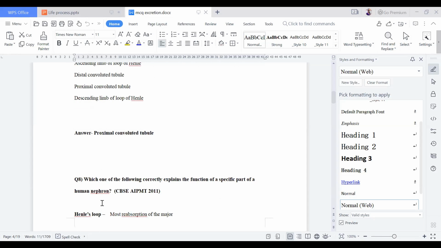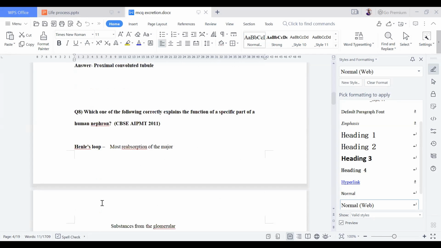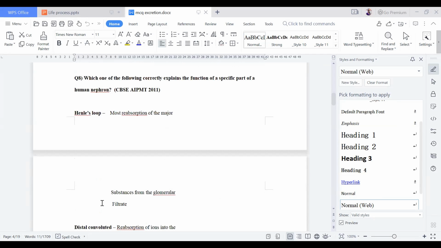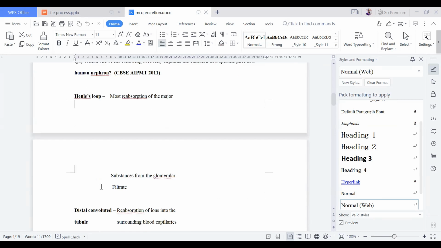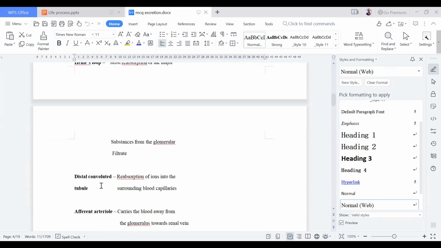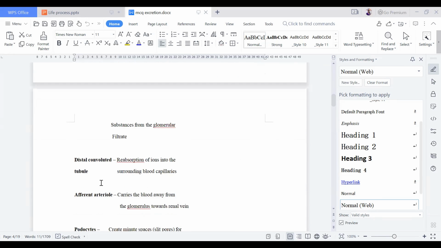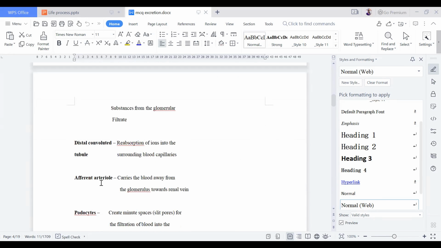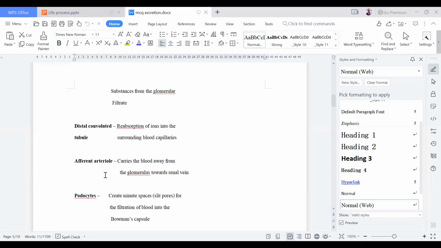Henle's loop, most reabsorption of the major substances from the glomerular filtrate. This is a function of Henle's loop. Distal, DCT, reabsorption of ions into surrounding blood capillaries. Afferent arteriole, carries the blood away from the glomerulus towards renal vein. Podocytes, create minute space for the filtration of blood into the Bowman's capsule.